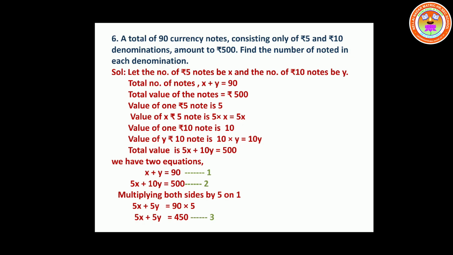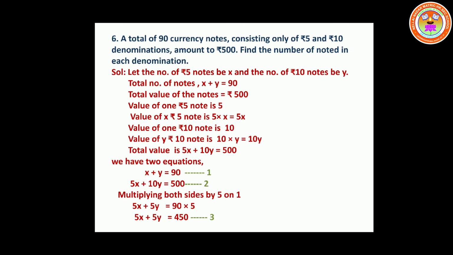Next, the total value of the notes. The total value is when I add the money, and it is up to 500. Now, the value of 1 five rupee note is 5, which means the value of x five rupee notes is 5 into x, that is 5x. Similarly, the value of 1 ten rupee note is 10. Therefore, the value of y ten rupee notes is 10 into y, that is 10y.